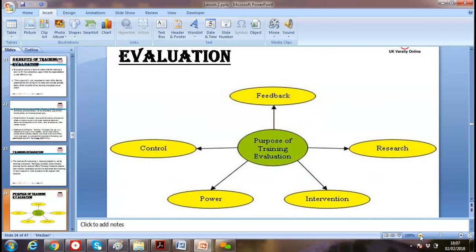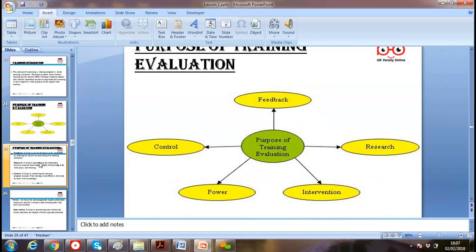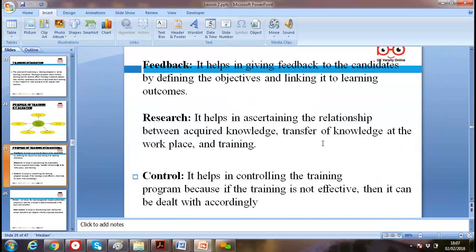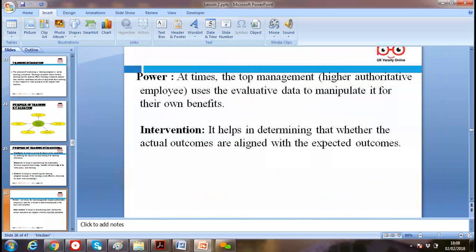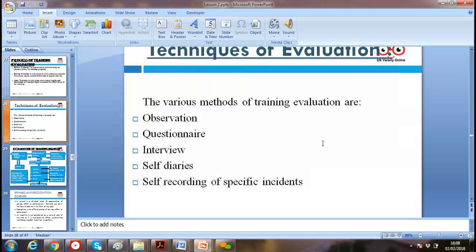For the purpose of training evaluation, it helps us to control, further research, intervention, and the power we can get from it: feedback, research, and control. Control means putting things correct. We're checking things are running smoothly or not. So the process of training evaluation: before training, during training and after training, you check the knowledge of employees.